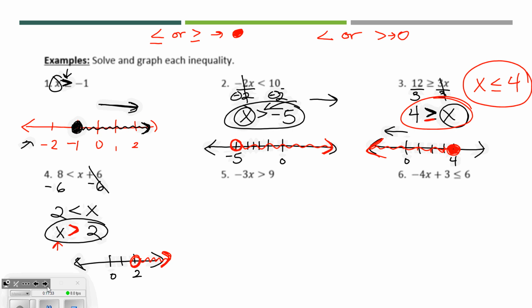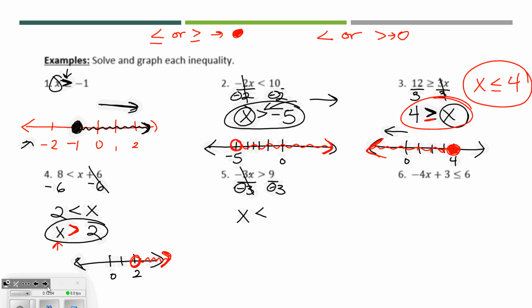All right, number 5. I have negative 3x is greater than 9. This means negative 3 times x. So to undo multiplication, I'm going to divide both sides by negative 3. Negative 3's cancel. I have x is less than, and I flip it to a less than because I'm dividing by a negative number. So whatever I'm dividing by or multiplying by is negative. Okay, so I flip it to a less than.